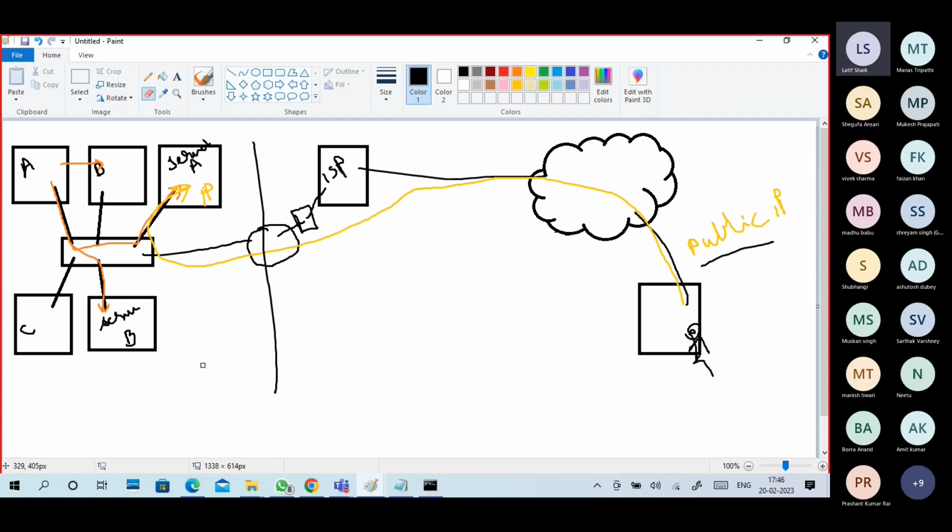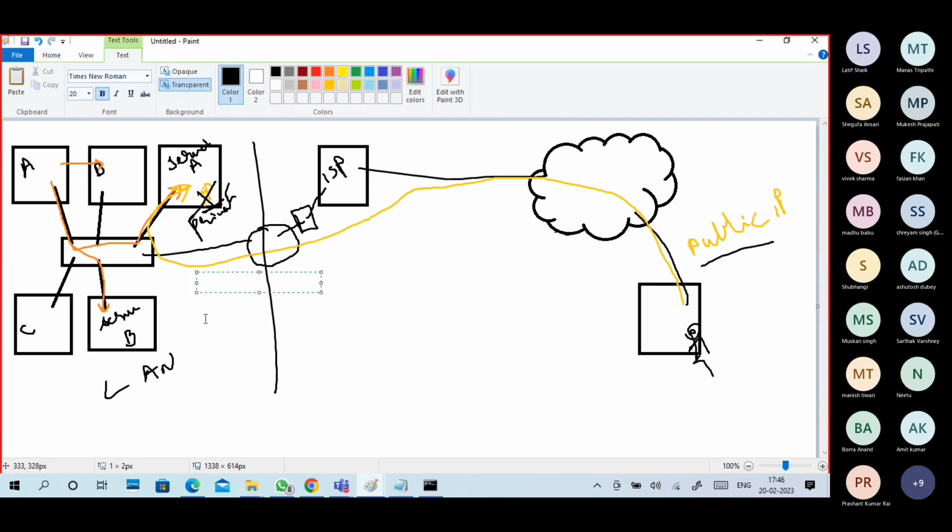So the concept is, instead of assigning a public IP address, I will assign a private IP, a general local IP address. This is my LAN. All are private IP addresses only. So what I will do, I will put a list here. Inside, for an easy purpose, I will take the 10 series.